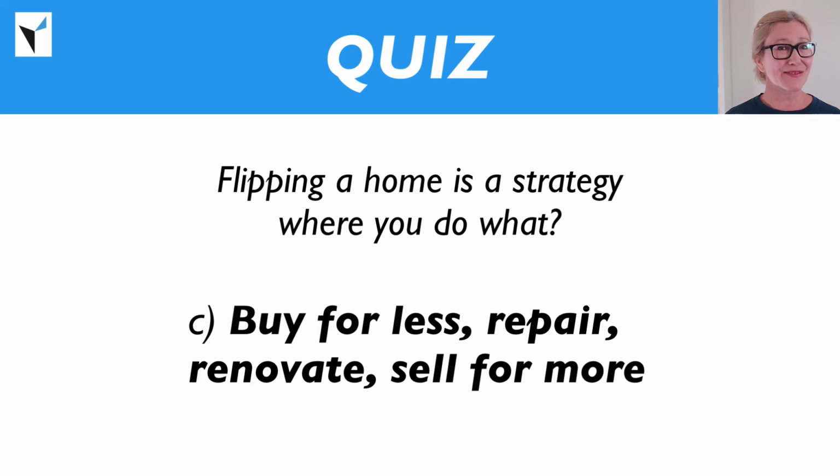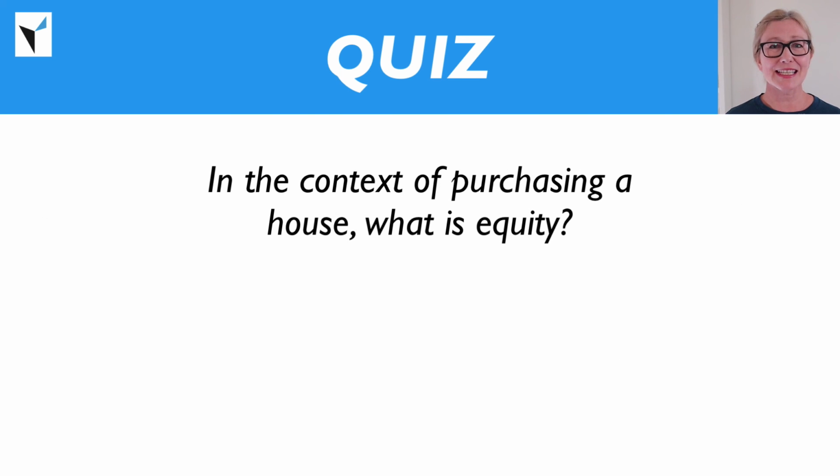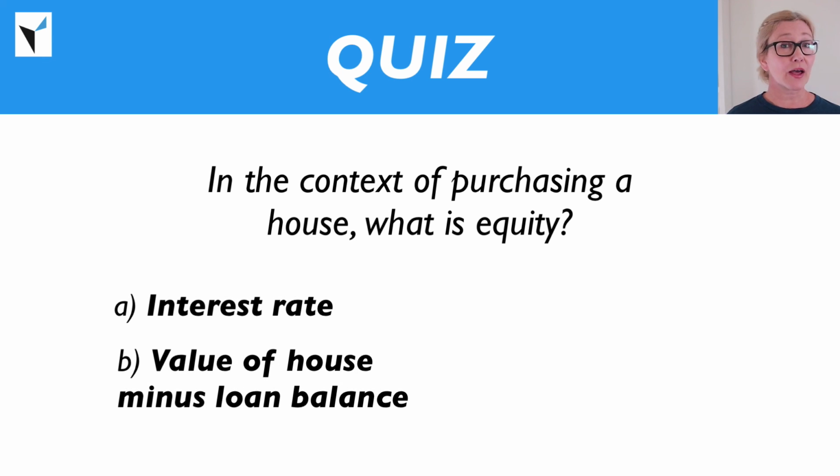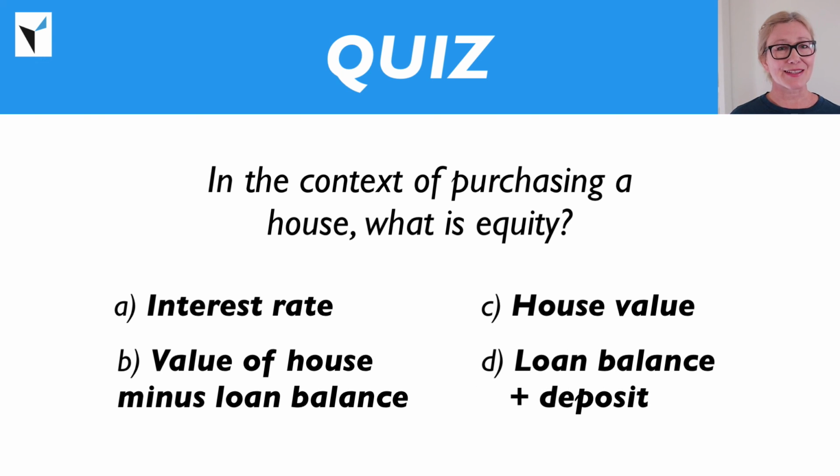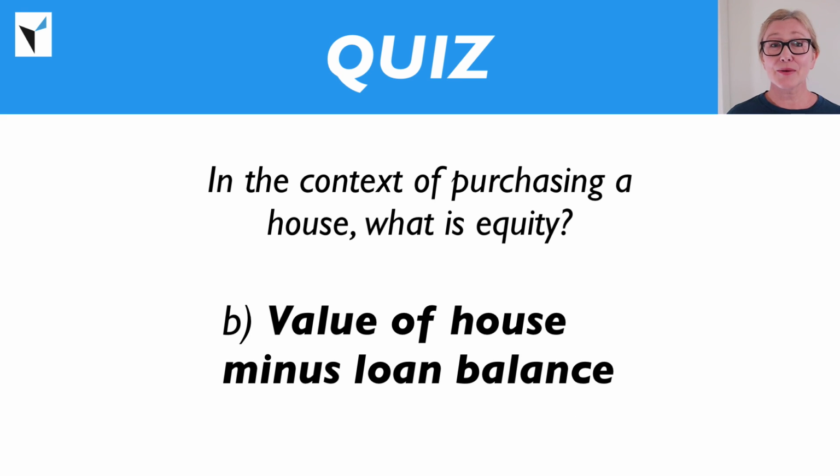Question 5. In the context of purchasing a house, what is equity? A. Your interest rate. B. The value of your house minus your loan balance. C. Your house value. Or D. Your loan balance plus your deposit. And the correct answer is B. Equity is the value of the house minus your loan balance.